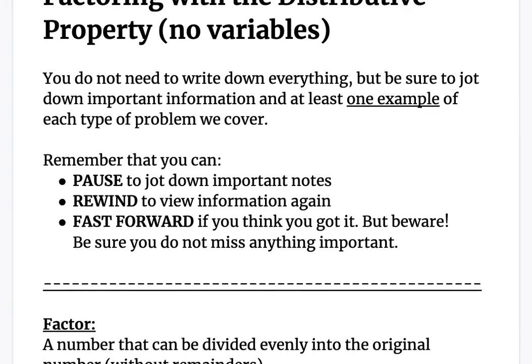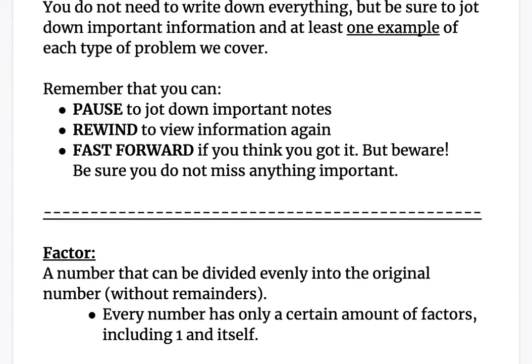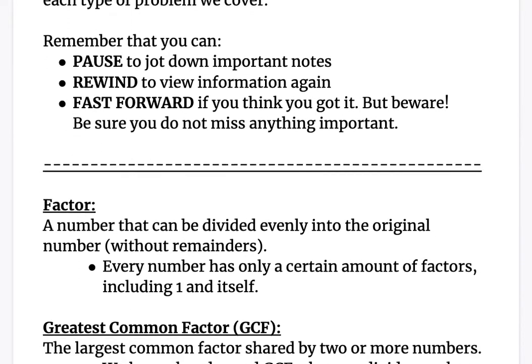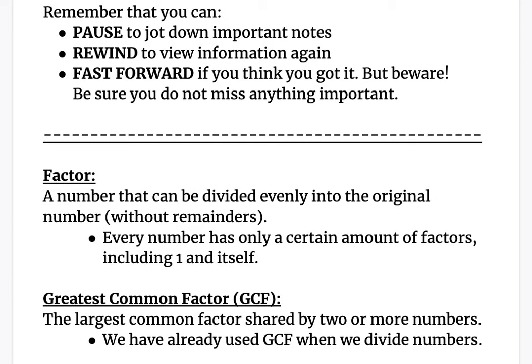Let's begin. As a reminder and review, factors are numbers that can be evenly divided into the original number without remainders. Every number has only a certain amount of factors, which includes 1 and itself. Greatest common factor is the largest common factor shared by 2 or more numbers. And we're going to be using greatest common factors today when we're talking about factoring with the distributive property.